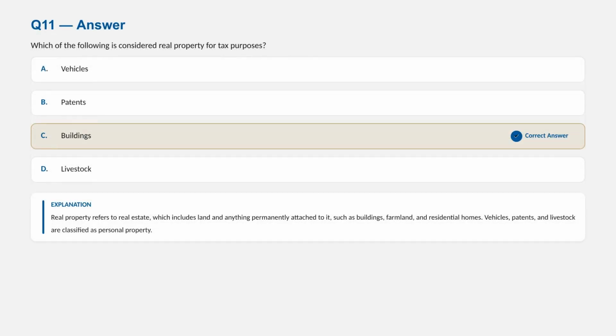The correct answer is C. Buildings. Real property refers to real estate, which includes land and anything permanently attached to it, such as buildings, farmland, and residential homes. Vehicles, patents, and livestock are classified as personal property. Great. Now let's move to our next question.